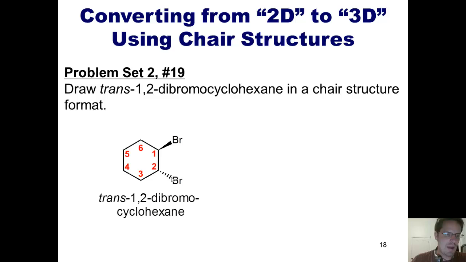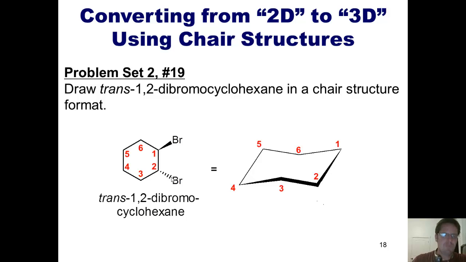Now the next step is to draw our chair. Although we could draw either of the two possible chair structures that I showed on an earlier slide, the regular chair or the mirror image bow tie, I've chosen to draw the shape shown here. We now number each of the carbons in our chair structure so that we can connect it to its corresponding carbon atoms in our flat structure shown at the left. So here we go. 1, 2, 3, 4, 5, 6.